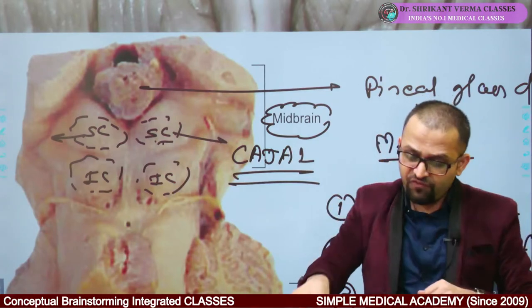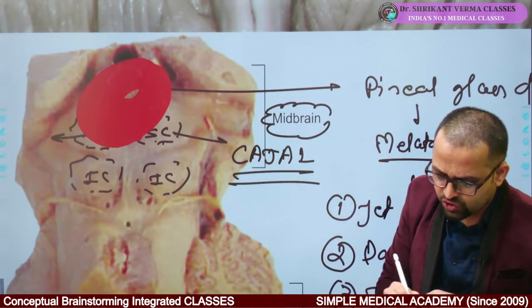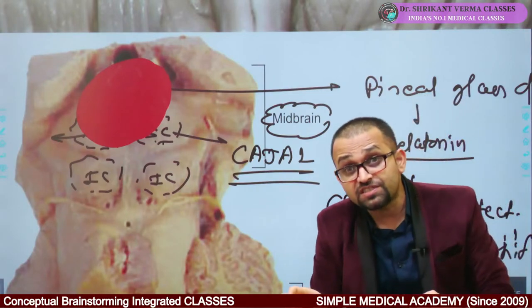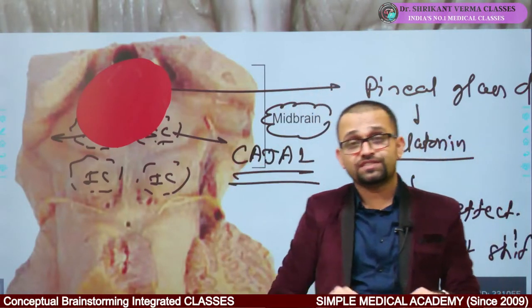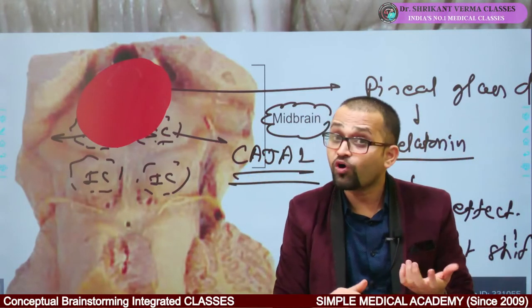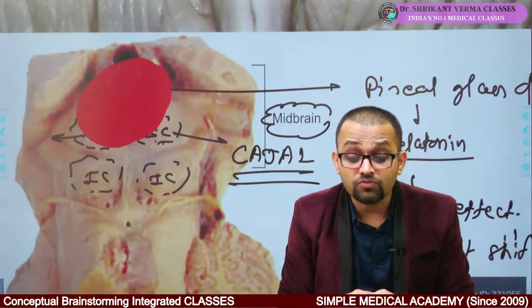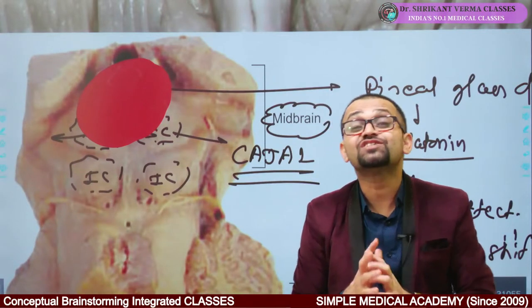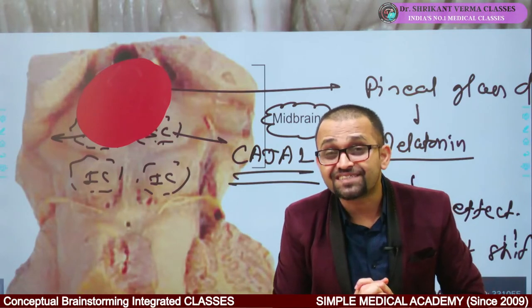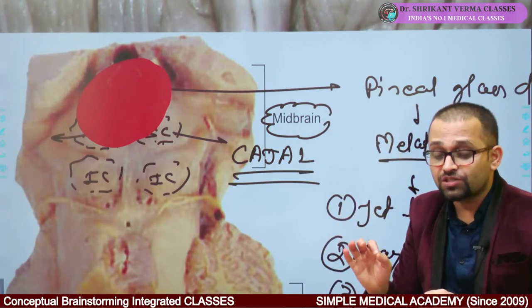Try to understand, if there is a tumor in this our pineal gland, if there is a tumor in the pineal gland, which structure is damaged? Sir, superior colliculus is damaged. Sir, Cajal nucleus is damaged. So what will happen? Patient is unable to look upside. Patient will look downside. This is known as doll's eye sign. This is known as Parinaud syndrome.